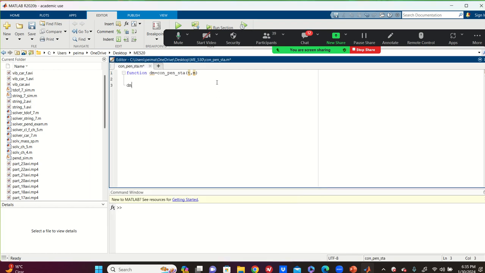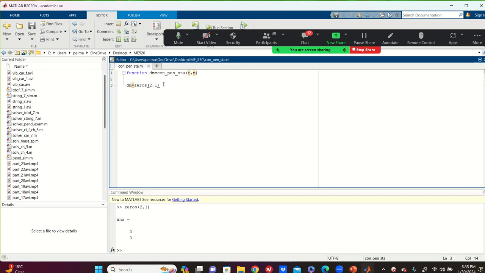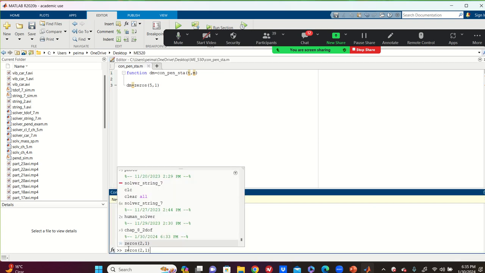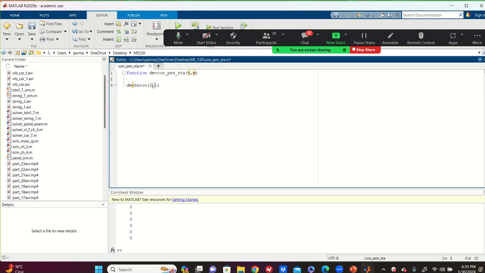Then you're going to have DM equal to zeros, 2 and 1. I hope that you passed MATLAB. Zeros, 2 and 1 gives you 2 rows of zeros. Why? We have 2 state variables. If you have 5 state variables, I'm going to show you 5. Look here, guys. Like I say 10 state variables, so 10 rows of zeros. You are making space for all the state variables. I'm going to share this after the class to your emails. Don't worry.